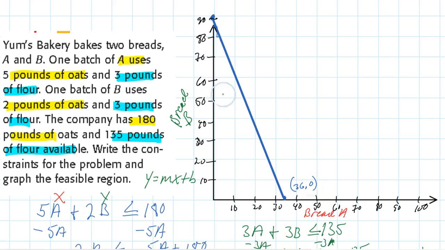Now you notice I'm only working in quadrant 1, and I don't have arrowheads. This is because I cannot have a negative amount of flour or wheat or bread for that matter. I'm only dealing with the positive numbers.